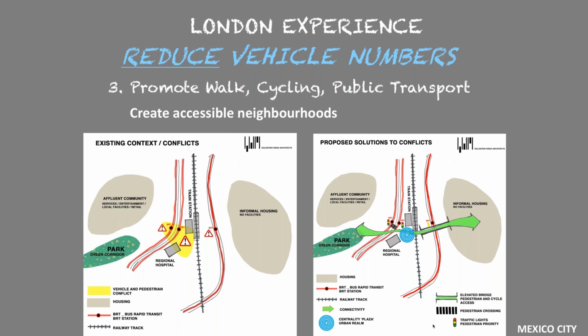So our solution was to put in a walk and cycle link that went across all the infrastructure so that everything was integrated, and we created a central plaza in the middle outside the hospital. The idea was therefore that however you arrive, be it by BRT or by the commuter rail or by just walking and cycling, you'd be able to get to the hospital.